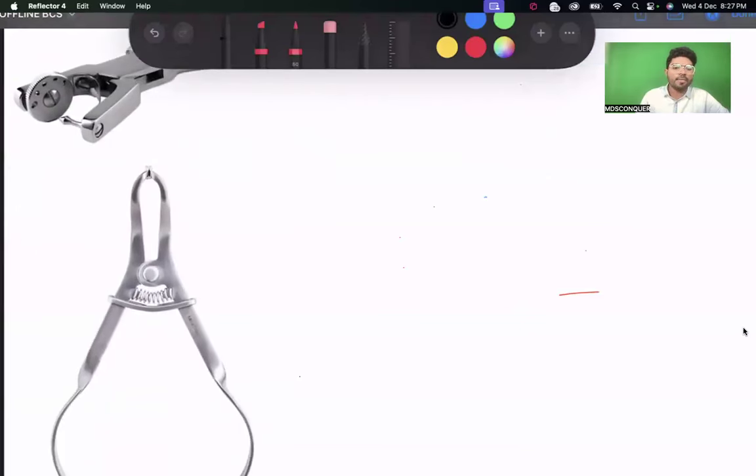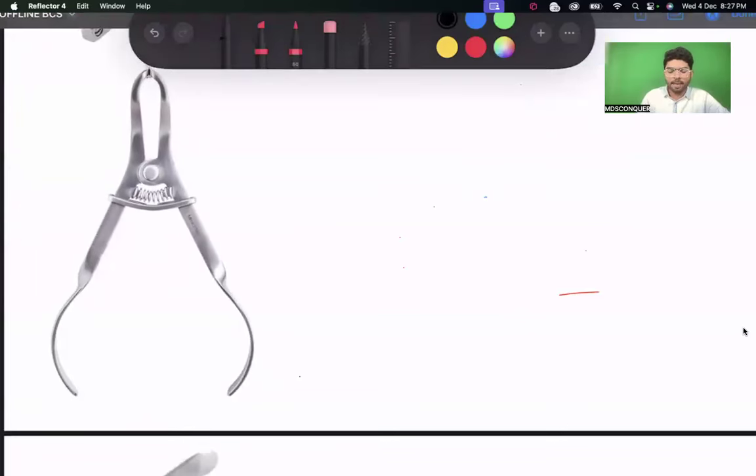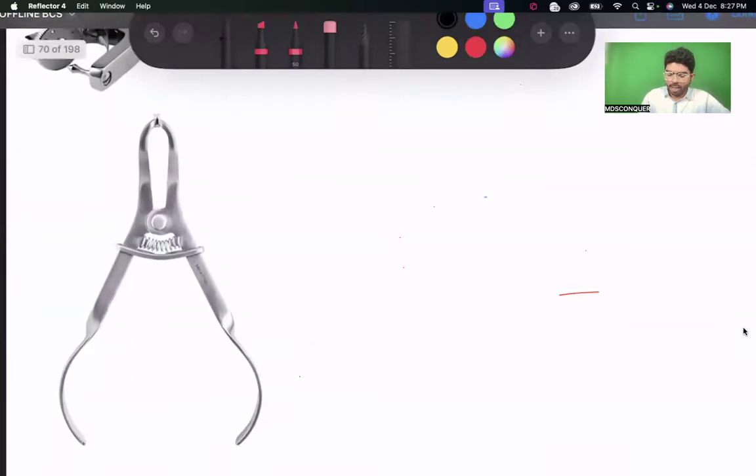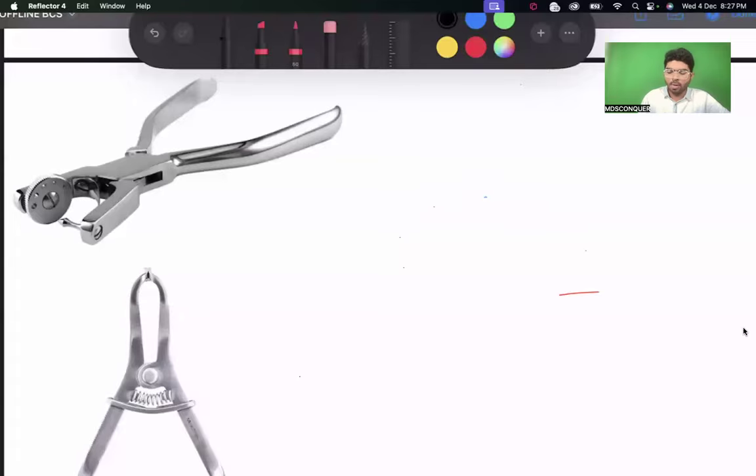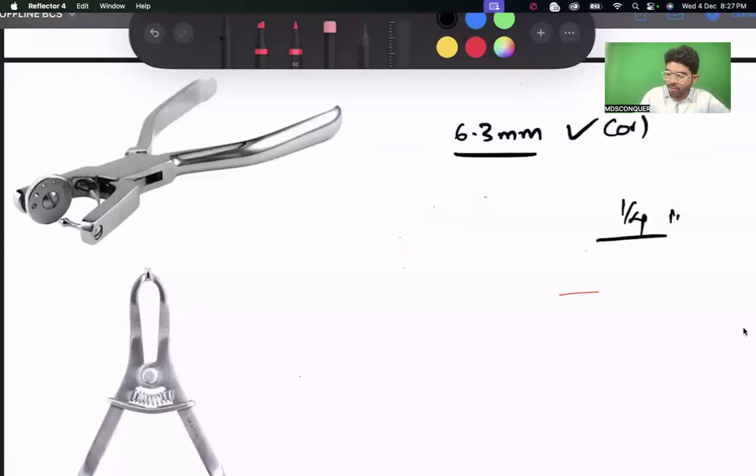The next diagram is the rubber dam. Yes, that is called rubber dam forceps. And I hope you know the rubber dam retainer and everything. So the distance between the two holes in the rubber dam is 6.3 millimeters, or how many inches? Yes, very good. That is very important. 1/4 inch, because 1/4 inch is something you get in many, many places.